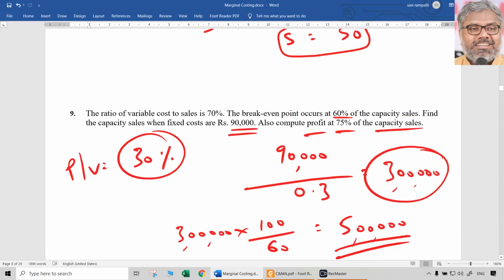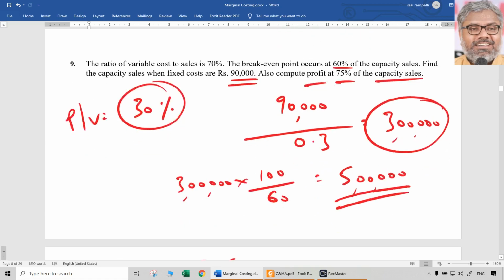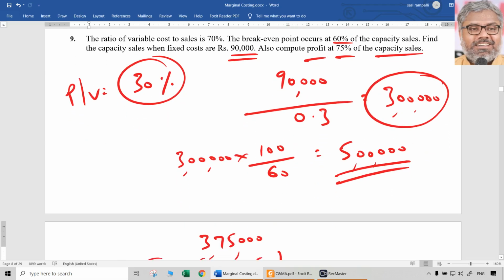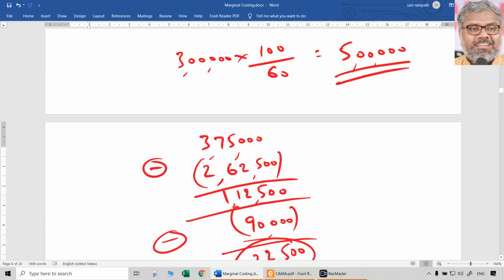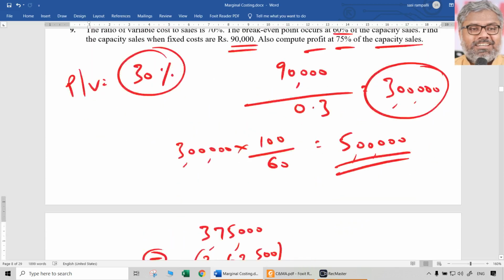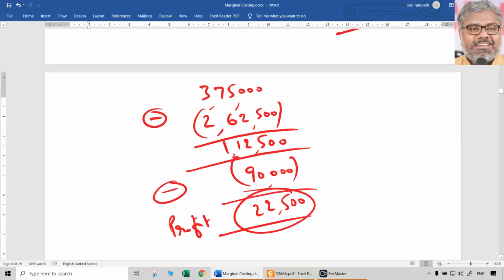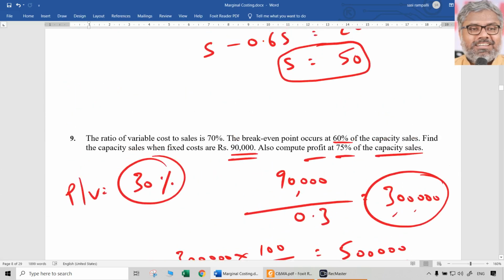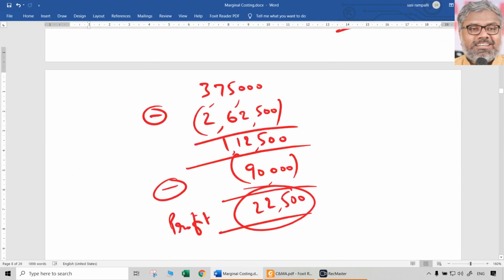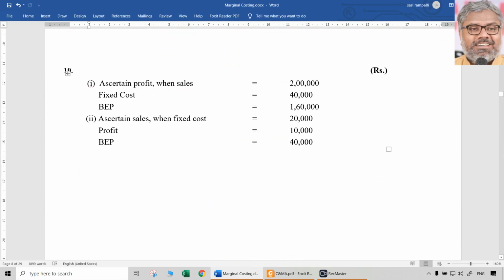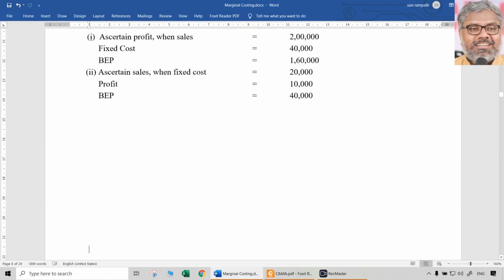At 60% of capacity sales, there will not be profit because that is the break-even point. If the sales are more than 60% of the capacity sales, then there will be profit. How much is that? That is 22,500. Straight away also you can find out: 3 lakh 75,000 into 30% minus 90,000, 22,500. Straight away the formula can be used and profit can be computed. But depending upon the marks in the examination question, we have to show the statement in a more detailed manner. That will be better for presentation purposes. That was question number 9.